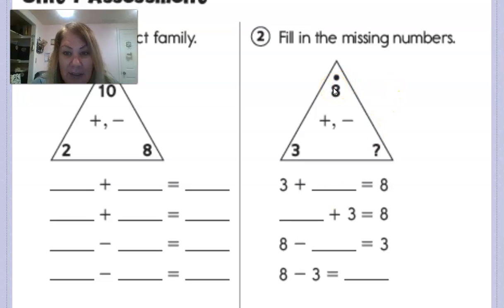They have the total and they have one of the add-ins, but we're missing the other add-in. Once you figure out what this add-in is, then you can fill it in all 4 of the blanks. It's really easy to check your work too. 3 plus something equals 8. If you figure out what that something is, that's what the question is, okay? Something plus 3 is 8. It should be the same number, right?